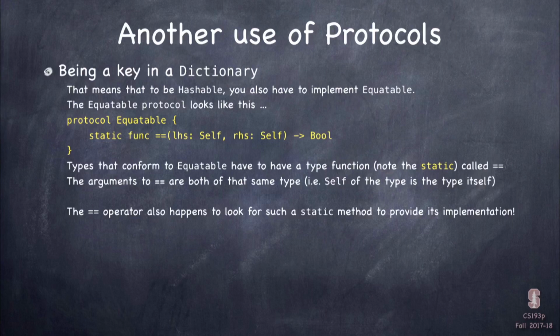So if this were implemented by Int, if Int were implementing Equatable, Self would be Int, because it would be a type function on Int. And so the left-hand side and the right-hand side would be Ints, of course. So this is basically saying that your type has to have an equals equals method that compares two Ints, or whatever you are, and sees if they're equal and returns a Bool, yes or no. Okay? Now, that's what we have to do to be Hashable.